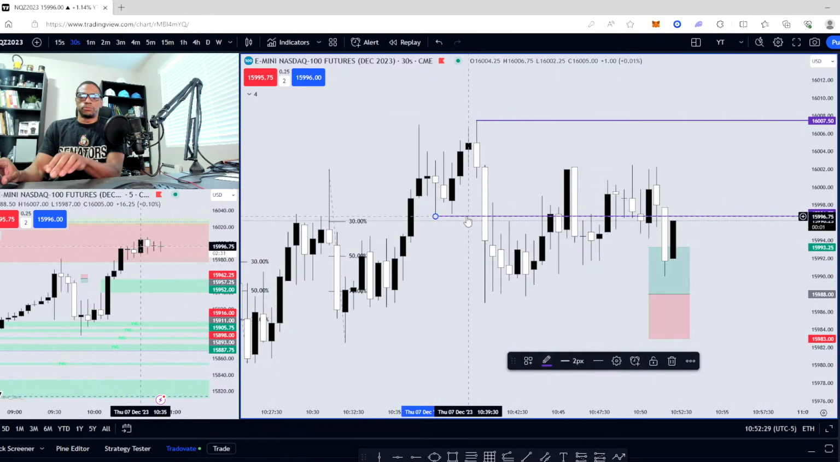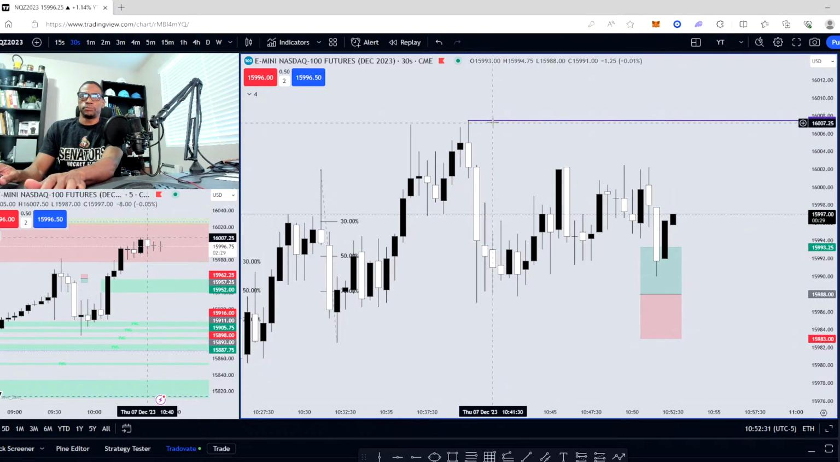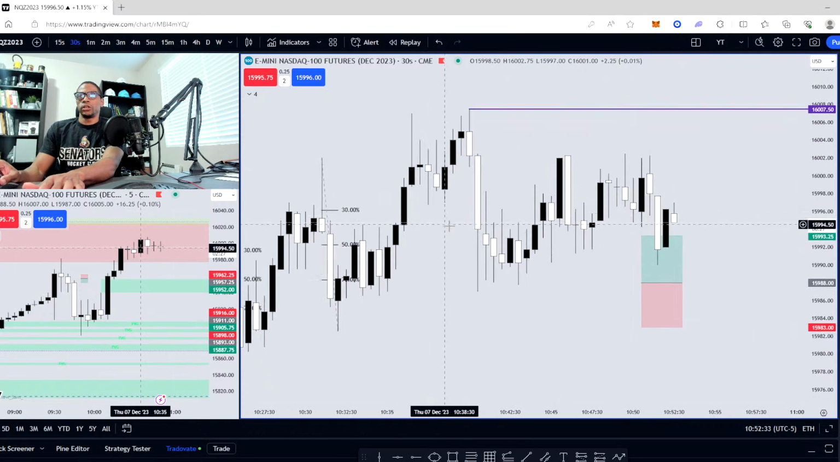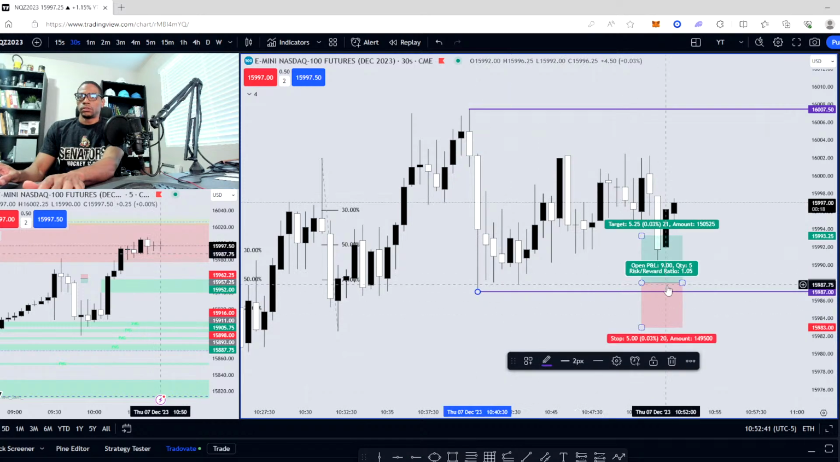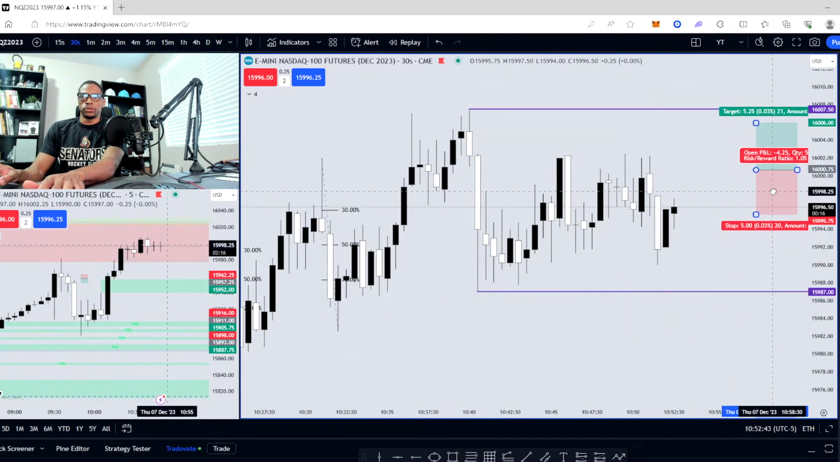I'm going to remove this purple line, the lower one. I'm going to keep the upper one so we know when our highs have been swept. But I also want to mark off the lower one so we can get an idea of when we may want to switch our bias.